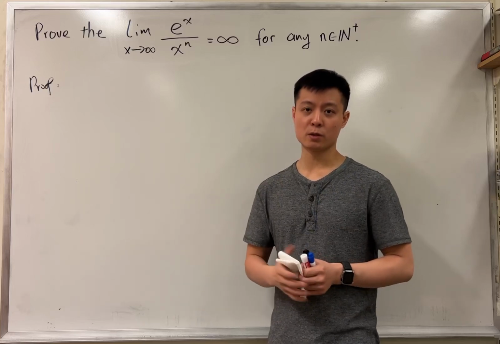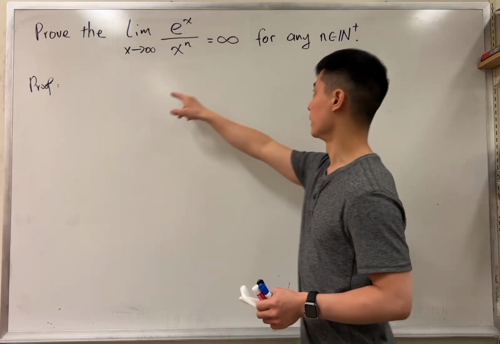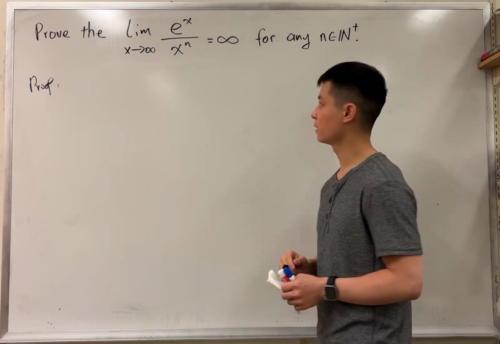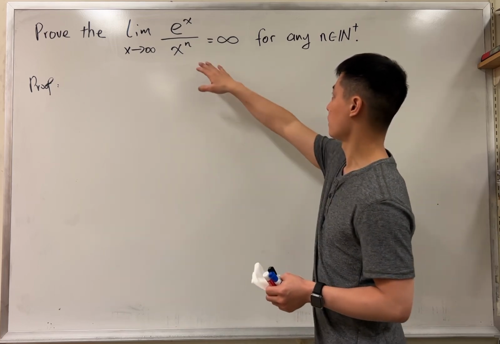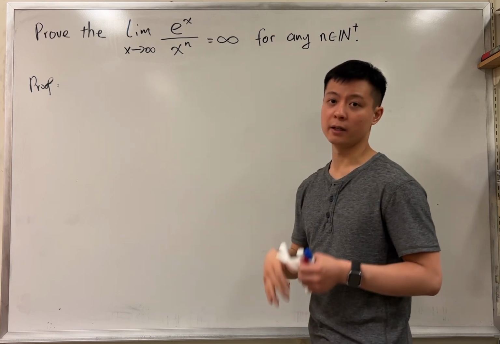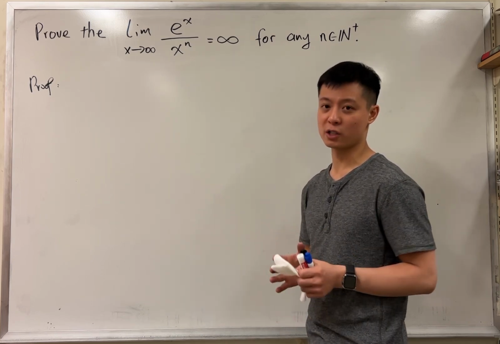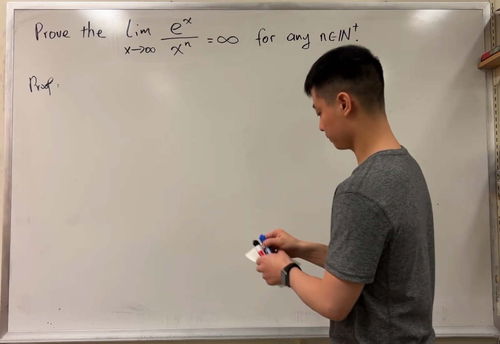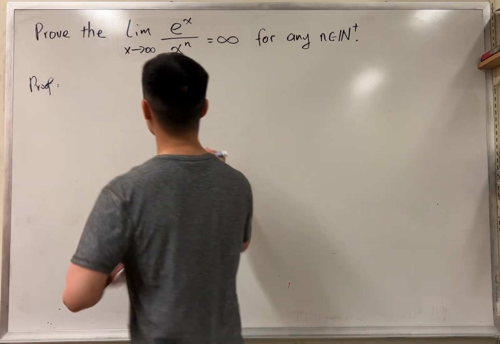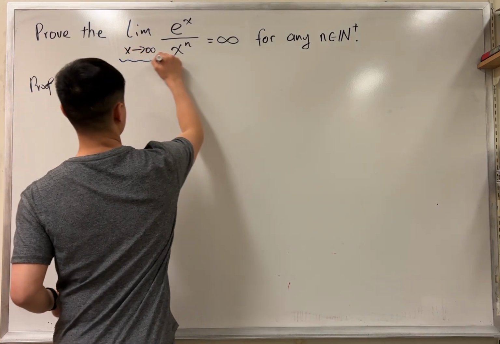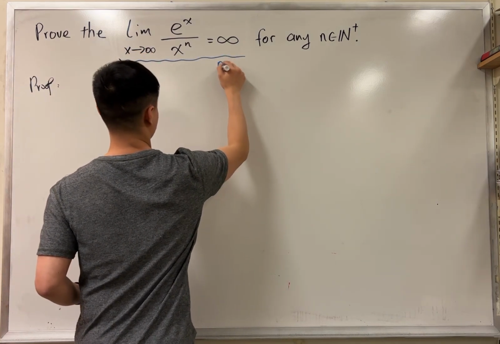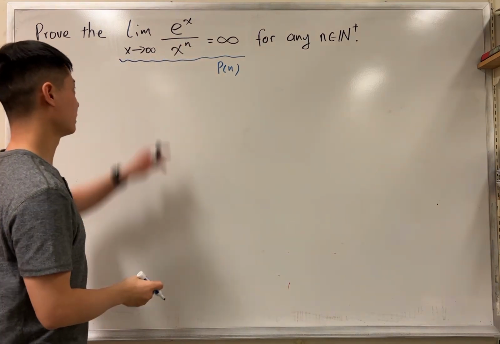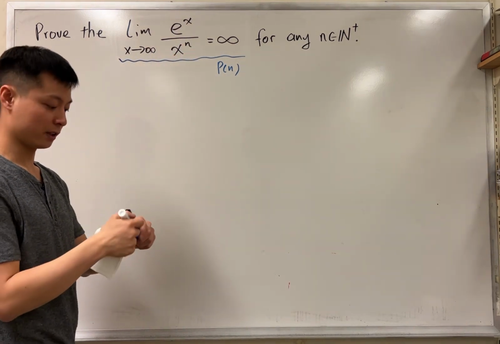Use L'Hopital's rule to prove that this limit, e to the x divided by x to the n as x goes to infinity, is infinity for any positive integer n. We see that the statement we're trying to prove is about all positive integers n, so we're going to use induction. To begin with, we define a property P of n to be this equality: the limit equals infinity.